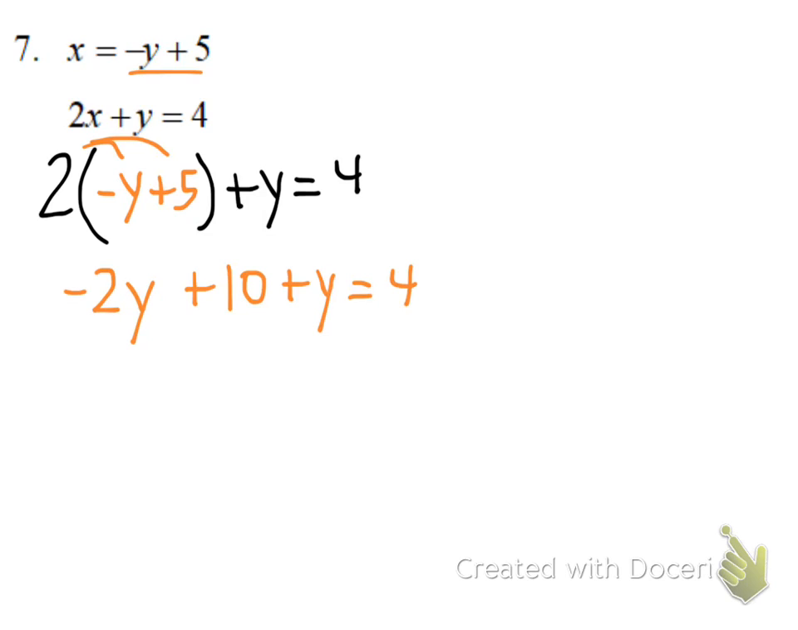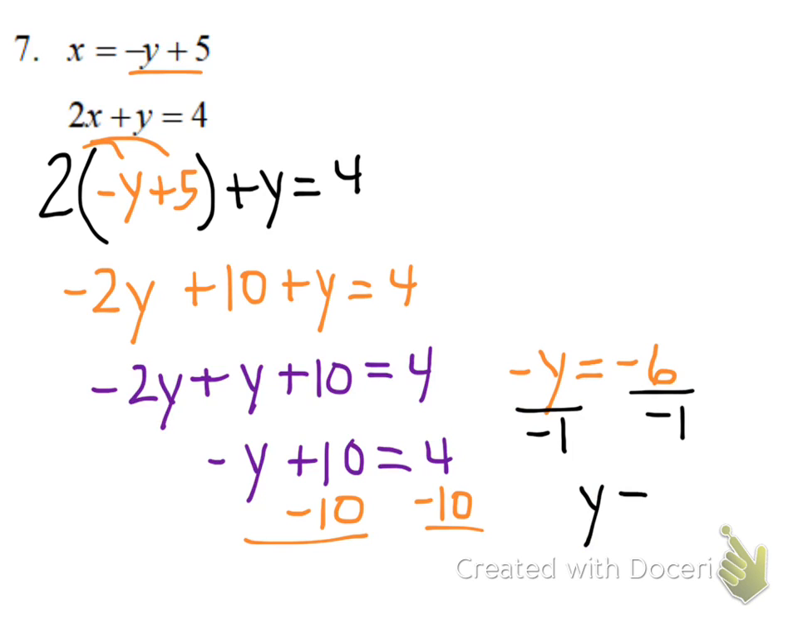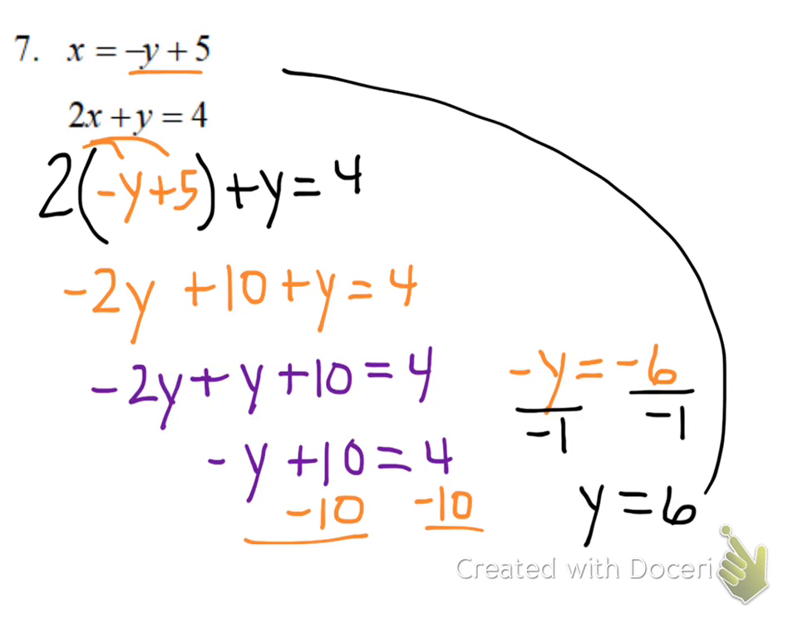Now we can use the commutative property of addition to change the order here. Negative 2y plus positive 1y is negative 1y, just negative y. To get rid of the plus 10, subtract 10 from each side. So we have negative y equals negative 6. To get rid of multiplying by a negative 1, divide both sides by a negative 1, and so we get y equal to 6. I'm going to take that value, plug it back into the top original.